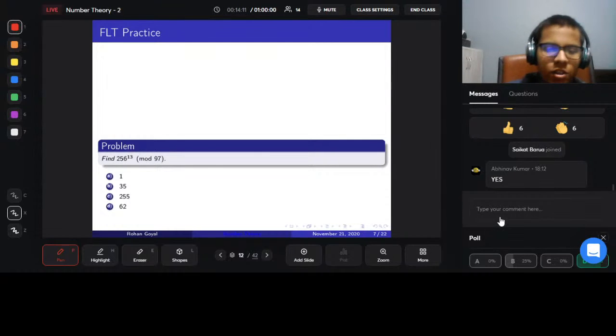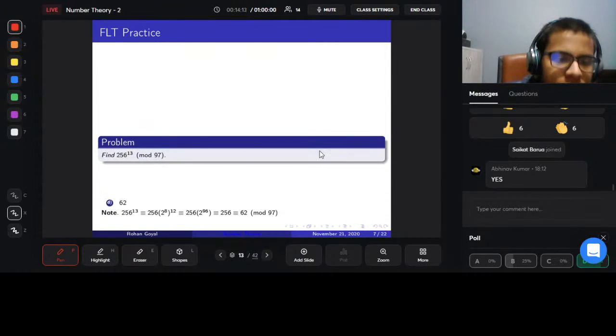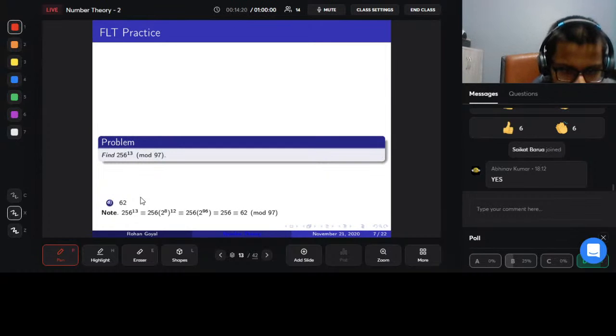Okay, all right. So the answer is actually 62. You can see, like it's written here, that 256 to the 13 can be written as 256 into 256 to the 12. So 256 is 2 to the 8, to the 12. So this becomes 256 times 2 to the 96.